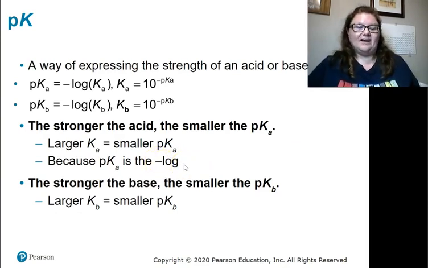Okay, you don't have to know why, but just know this relationship because you're going to be calculating pKa and then be asked, which one's stronger? Maybe you're calculating a couple and you're then going to compare, or is this strong or weak just looking at one? You're going to need to know this relationship.